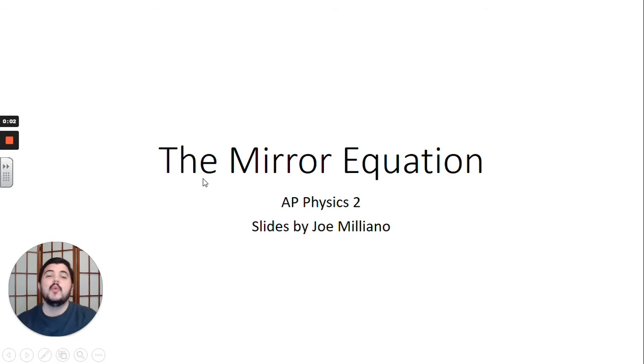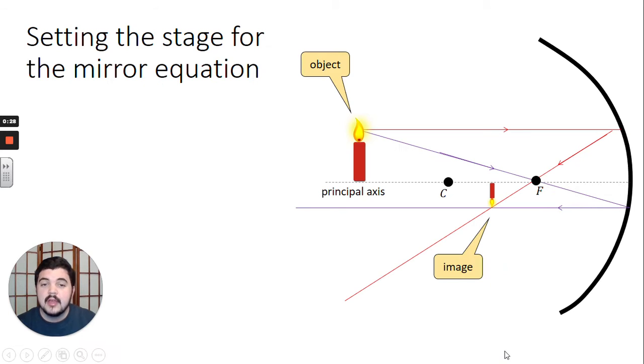Hey folks, in this video we are going to be talking about the mirror equation. The last video was about drawing ray diagrams that we could use to represent the location and size and orientation and type of an image formed by a spherical mirror. The purpose of the mirror equation is to get after that same information but in a mathematical quantitative way rather than using ray diagrams. So let's remind ourselves of some of the things with our ray diagrams.